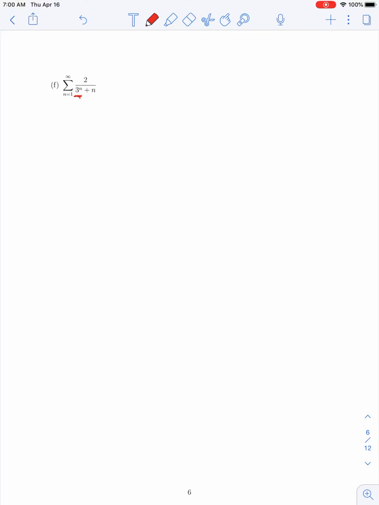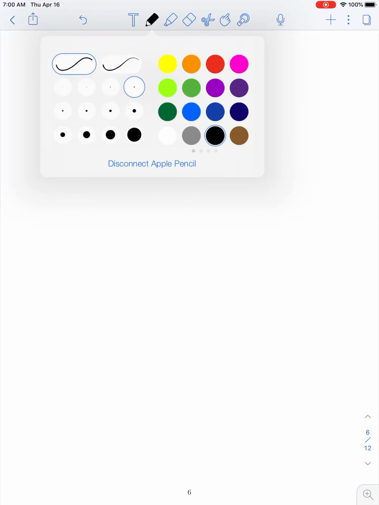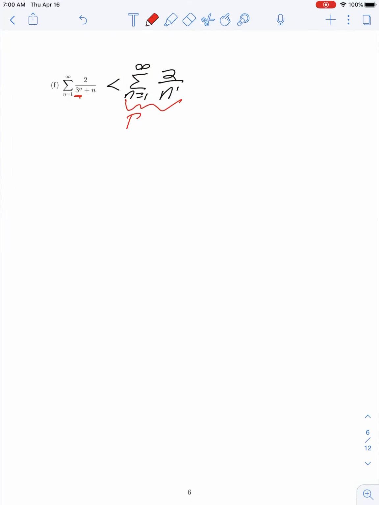So if we were to get rid of that 3 to the n term in the denominator, that is, if I divide by a smaller number, I would get a larger series. So the series that I'm given, we could say, is dominated by the sum from 1 to infinity of 2 over n to the first power, which is a p-series where my power of p is equal to 1. So that is the harmonic series, which we know diverges.